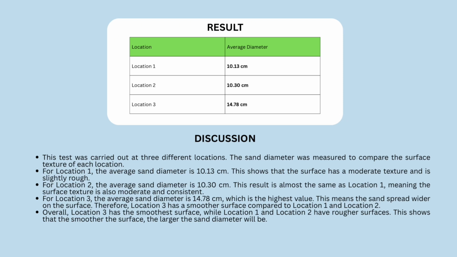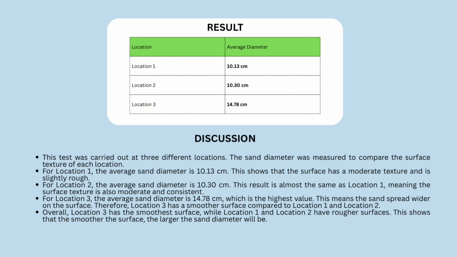For location 2, the average is 10.3 cm. This result is almost the same as location 1, meaning the surface texture is also moderate and consistent. For location 3, the average is 14.78 cm, which is the highest value. This means the sand spread wider on the surface. Therefore, location 3 has a smooth surface compared to location 1 and location 2.